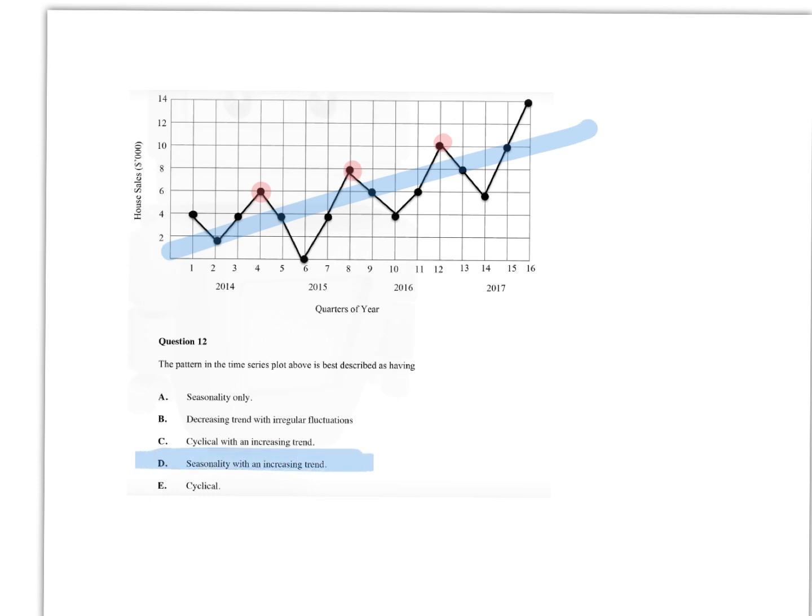Good work. Okay, someone said, shouldn't you have irregular fluctuations? It does, but it says it's best described as, so we're going to go with the best answer. Is it seasonality only? No. Decreasing trend? Definitely not. Cyclic? No, it's not enough. The pattern's happening within the year. So D is our best answer.